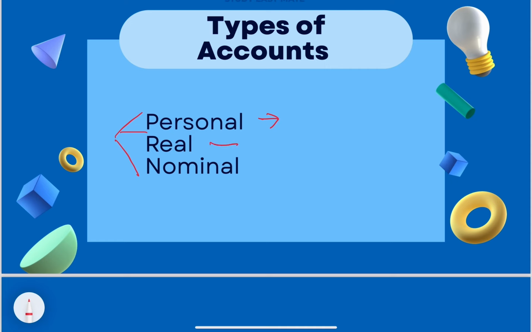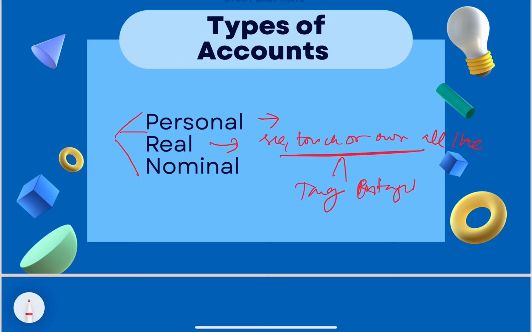So next would be the real. Real is like whatever we can see, touch, or own, all the assets. For real accounts, the moment you see this, you should remember tangible and intangible. So here also you have tangible and intangible real accounts. Tangible has a physical existence and can be touched. Example, the building account, stationery account, etc. Intangible has a value but no physical existence, like goodwill of the company, the patent, copyright, trademark, all that.